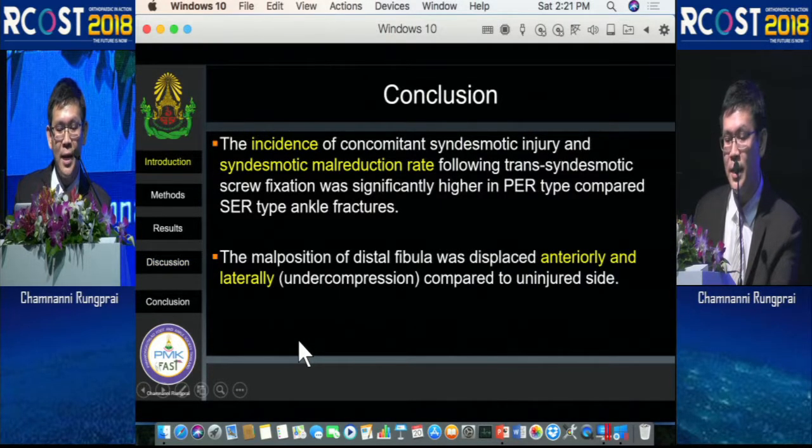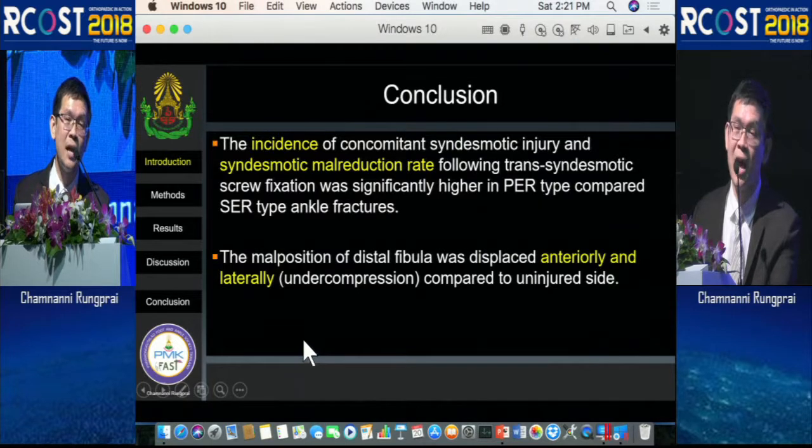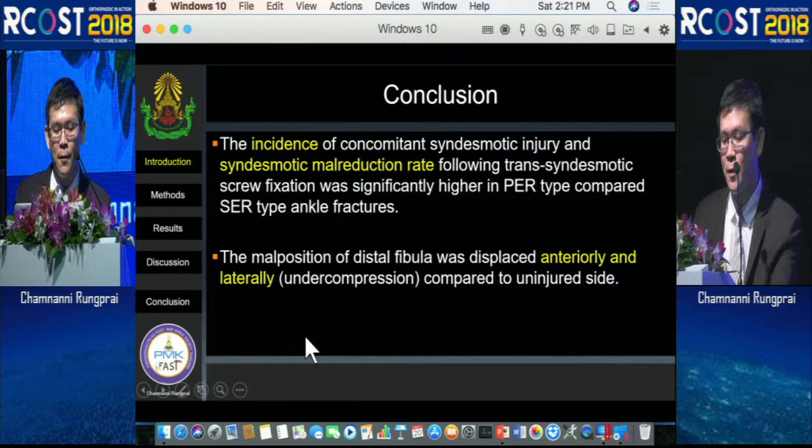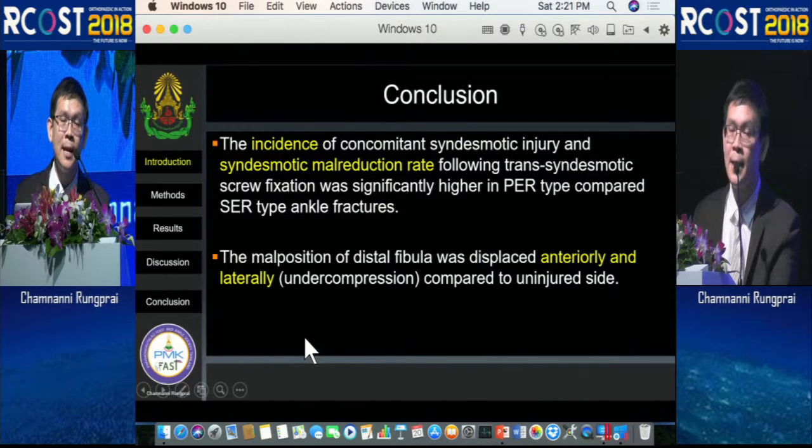So in summary, the incidence of concomitant syndesmotic injury and the syndesmotic malreduction rate following trans-syndesmotic screw fixation were significantly higher in PER type compared to the SER type ankle fracture. The malposition of the distal fibula was likely to be displaced anteriorly and laterally or under compression compared to the uninjured side.